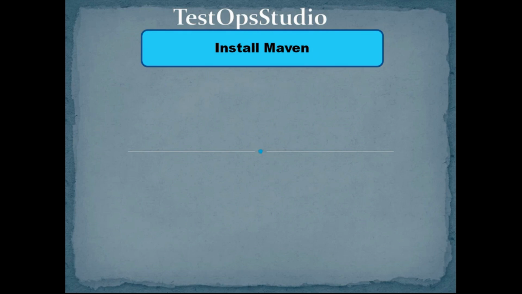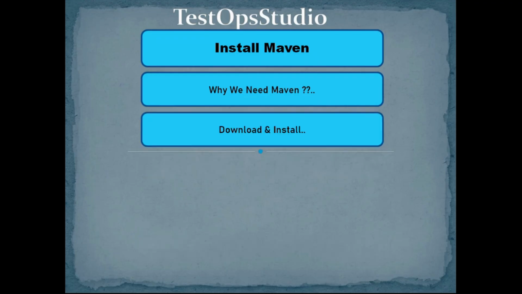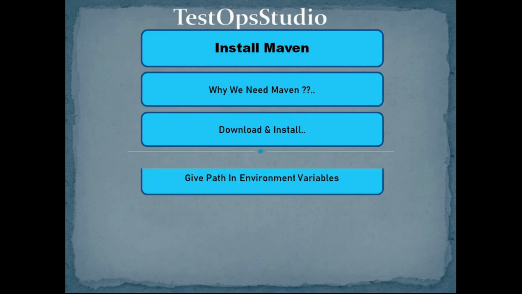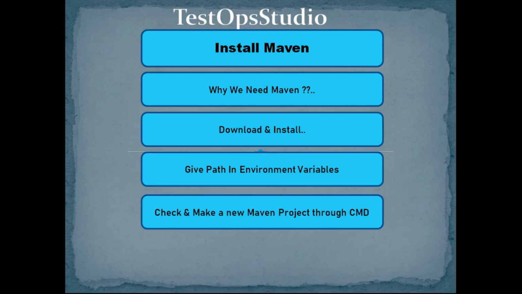Today we will see how to install Maven in Eclipse. First of all, we will see why we need Maven. After that we will see how to download and install Maven into our system. Then give the path in environment variables. After that we will check and make a new Maven project through command prompt.